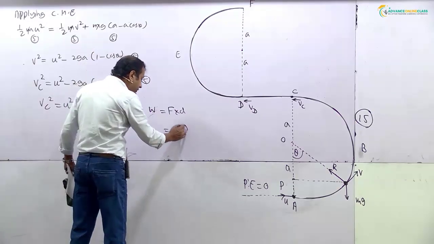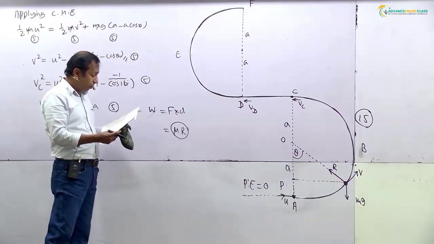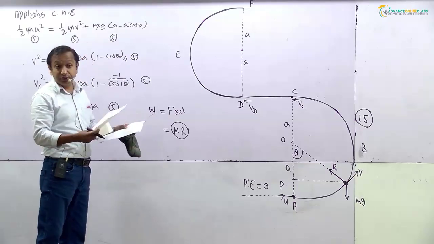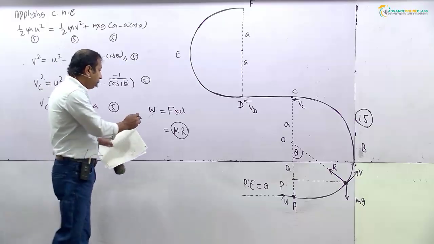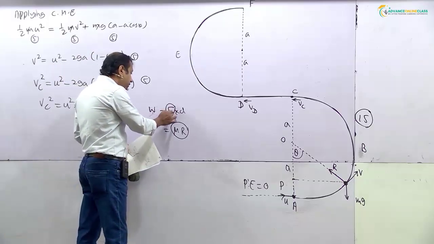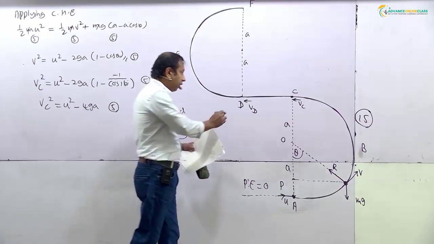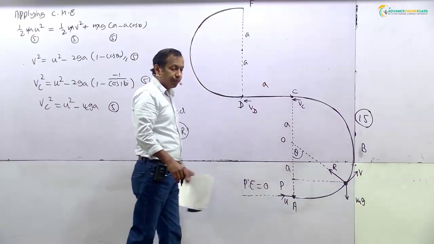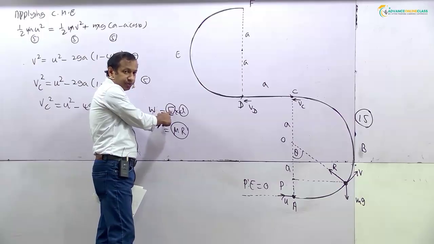The frictional force is given here as half mg. So to find the work, this F is half mg, and this distance the particle must move, D, is a. F is the force, half mg.